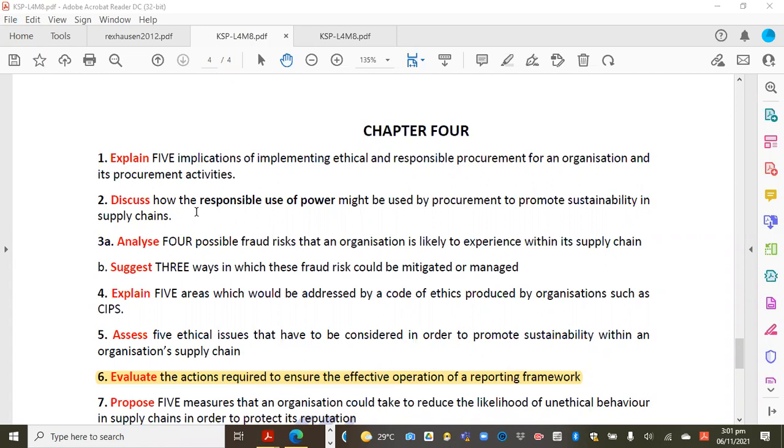Then there is reference power. With that, you have the respect of your supply chain members. They revere you. They respect you because of your reputation. You are very reputable, and every organization may want to associate with a reputable organization. So they will listen to you when you talk or when you instruct them because of the respect. If anyone respects you and reveres you, when you talk, they listen.